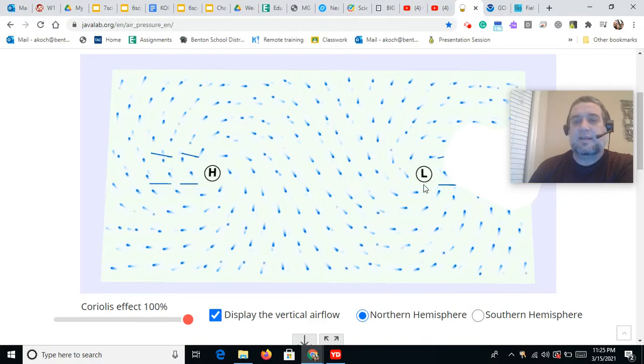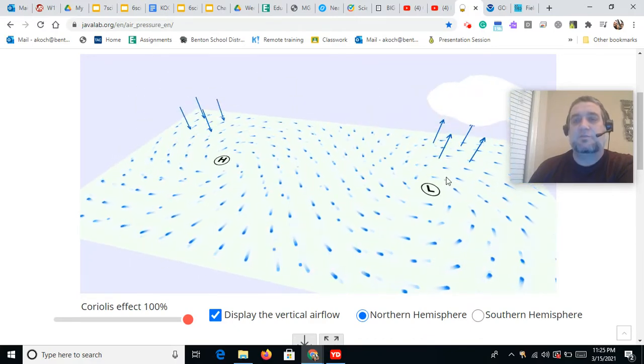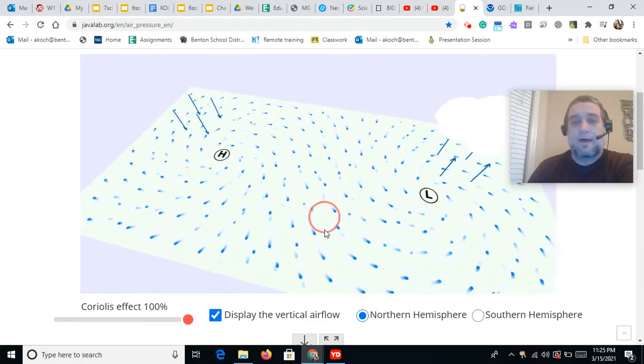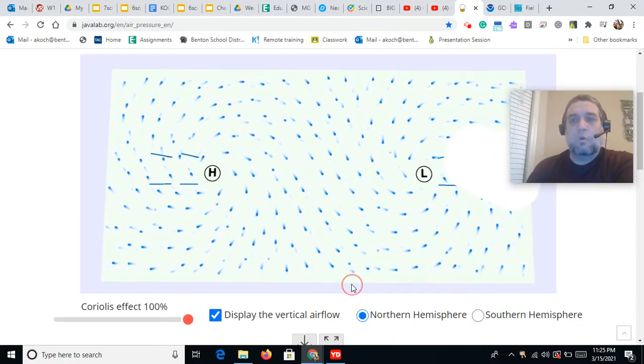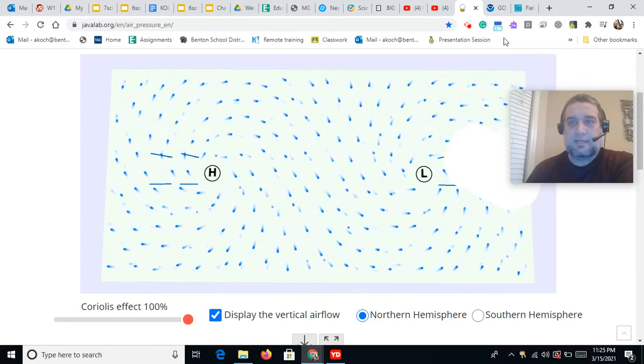As that pressure gets to here, what's going to happen is it's going to then be pulled up into the atmosphere. All right. So what does this look like in the atmosphere?